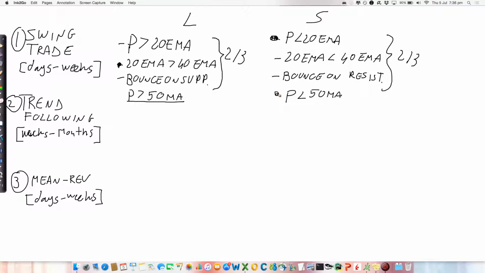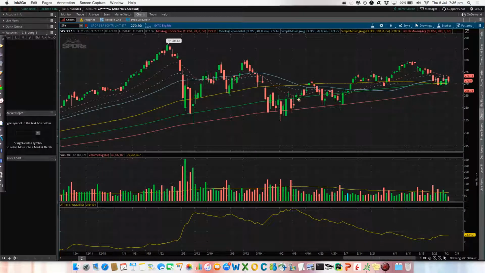And the price is below the 50. So this is correct, fine. But here we have only 1 out of 3. So can we go short? No. It means that if you look at the market today and you are using this swing trade strategy, at least for me, I would not go long, I would not go short. I would just wait for the market to come out with a clear direction.